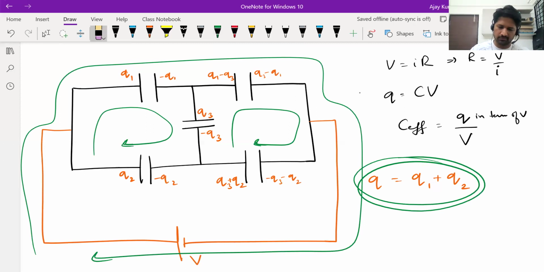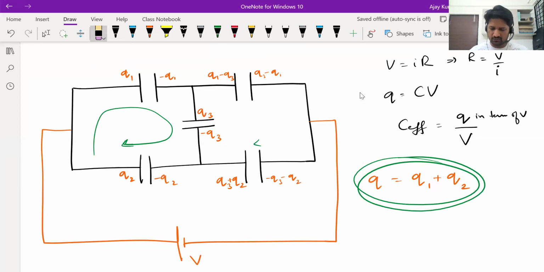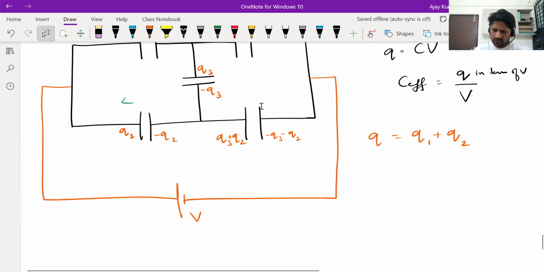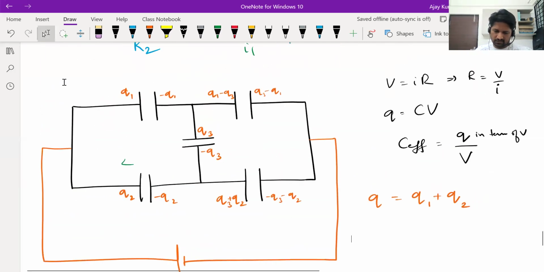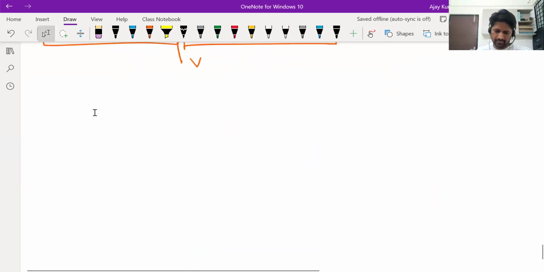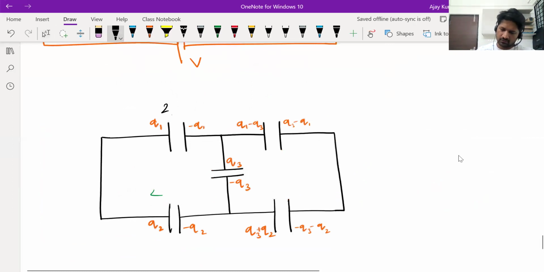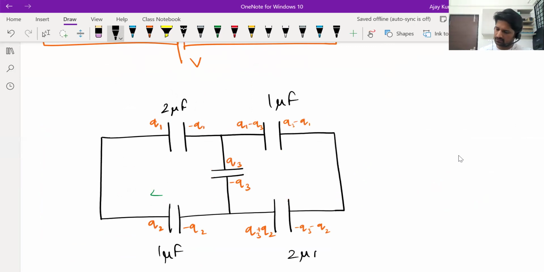So I'll give you one problem, solve it. Answer I'll send you tomorrow. You can verify whether your answer is correct or not. How much shall we take? Simple capacitance values only we'll take. Okay, same as those resistors. 2 microfarad, 1 microfarad, 1 microfarad, 2 microfarad, middle one, 1 microfarad. Find out the effective capacitance of this network.